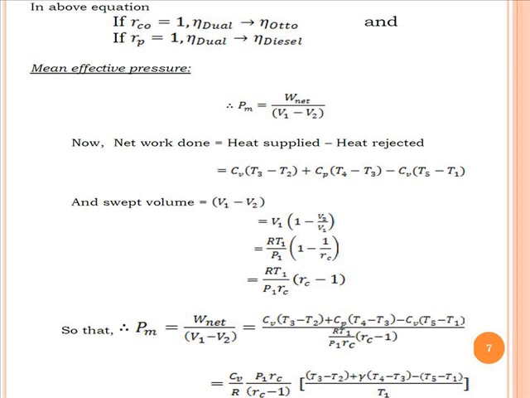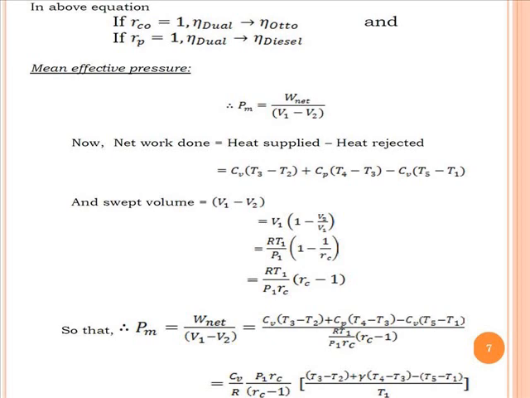So we will keep V1 common. We will get V1 into (1 minus V2 by V1), and V1 equals RT1 divided by P1. So we will get the swept volume equals RT1 divided by P1 into bracket (1 minus 1 upon compression ratio Rc). That equals RT1 divided by P1 into Rc into bracket (compression ratio minus 1).